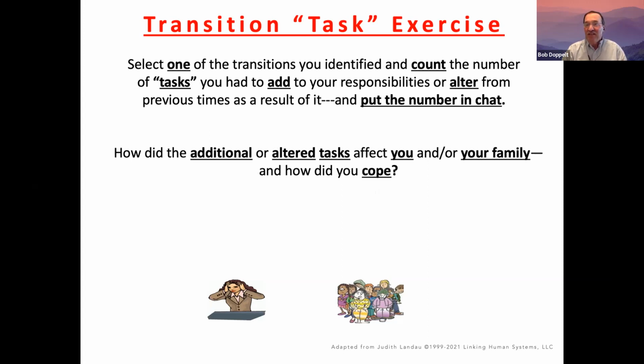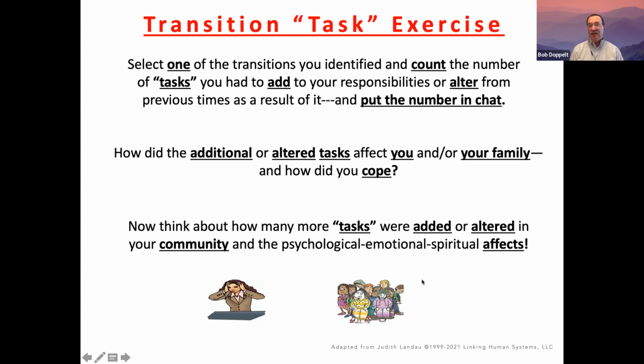Now think about how the additional or altered task affected you and your family. And how did you cope with those changes? Again, did you use healthy coping exercises? Did you sometimes find yourself using things like more alcohol or whatever that were unhealthy? Did you sometimes take that out on others? Did you eat too much? Did you laugh a lot? What was your coping mechanism and your family's coping mechanism? Just think that through.